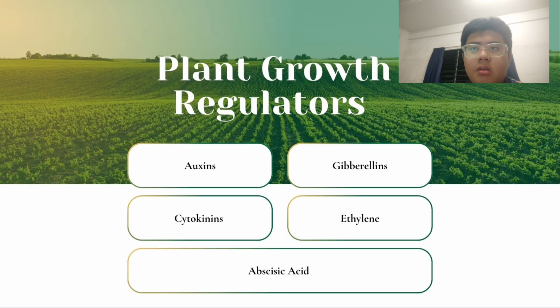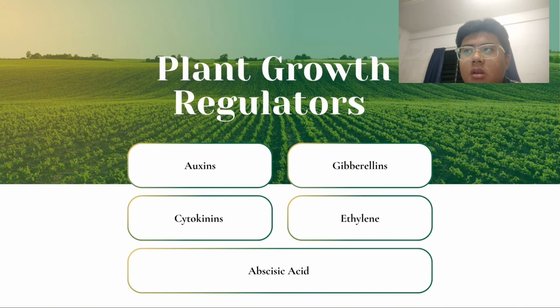Beyond environmental factors, plant growth is controlled by internal chemical messengers known as plant growth regulators or hormones. These are organic substances produced in minute quantities that profoundly influence growth and development. The five major groups include auxins, which are responsible for cell elongation and apical dominance.